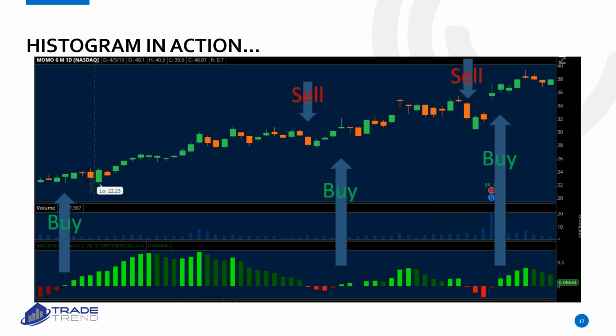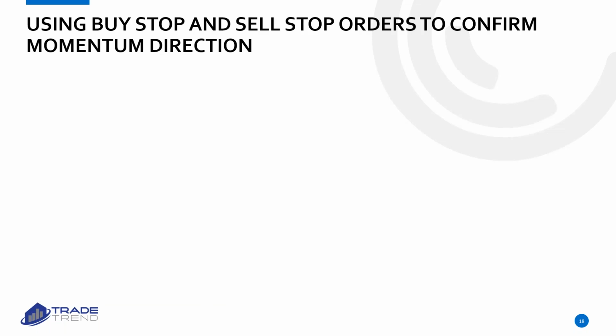You can use a special type of order in combination with this technique, with this indicator, to confirm the momentum. It's called a buy stop or sell stop order. How many people have used a buy stop or sell stop order in their trading? A lot of people just use limit orders or market orders. How many of you guys have used a buy stop or a sell stop order? Yeah, a few of you have used those.